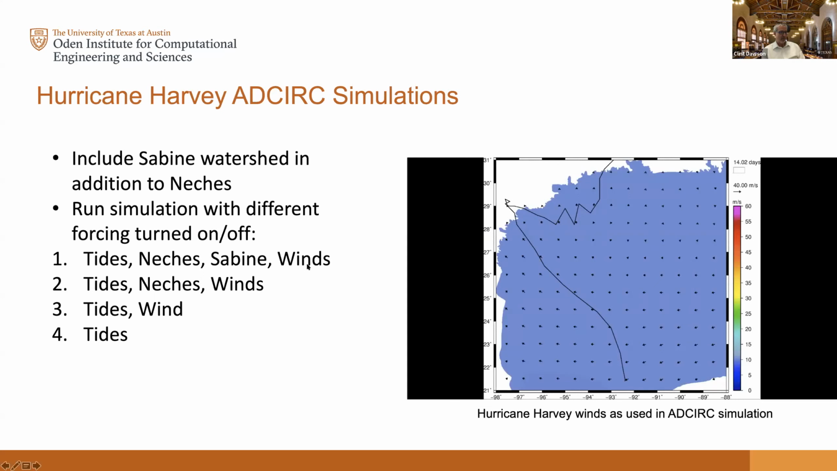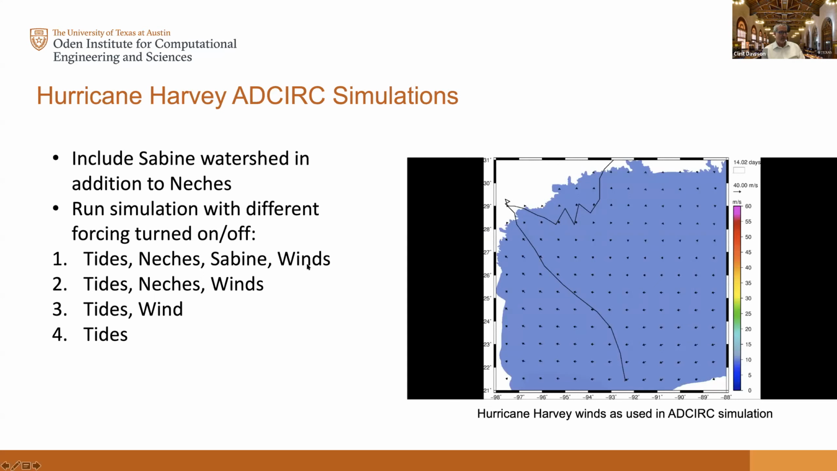Then we just looked at what happens if we only have tides, winds, and the inflow from the Neches River. Then we cut out the rivers entirely, and then we looked at just what happens if we only have tides. So how much are each of these contributors contributing to the flooding?